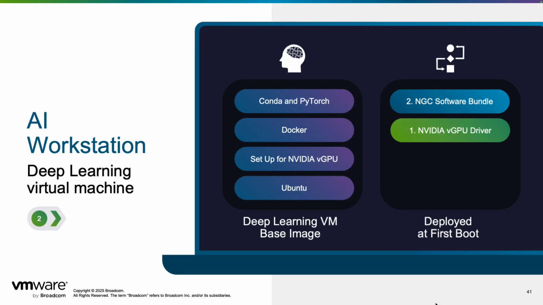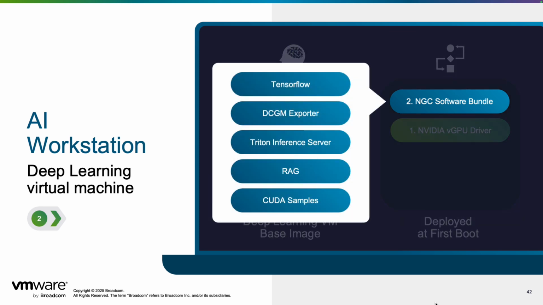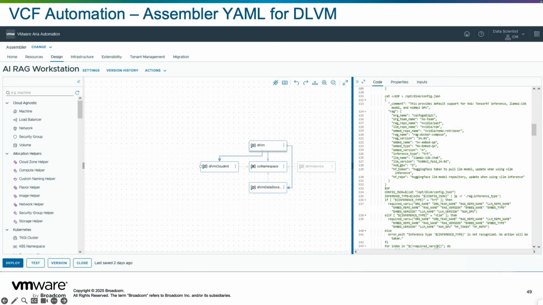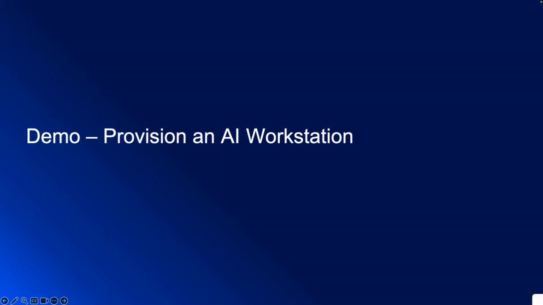And at first boot time, the NVIDIA GPU driver, the virtual GPU driver, will be downloaded either from NVIDIA GPU Cloud or from a local repository in which I've placed it, and a bundle of software to satisfy this AI workstation request will also be downloaded. This is called an NGC software bundle. This might contain PyTorch plus the Jupyter Notebook, for example. So there's a variety of bundles that I can configure to download into my deep learning VM. And let's see that in action now before we go on to this.